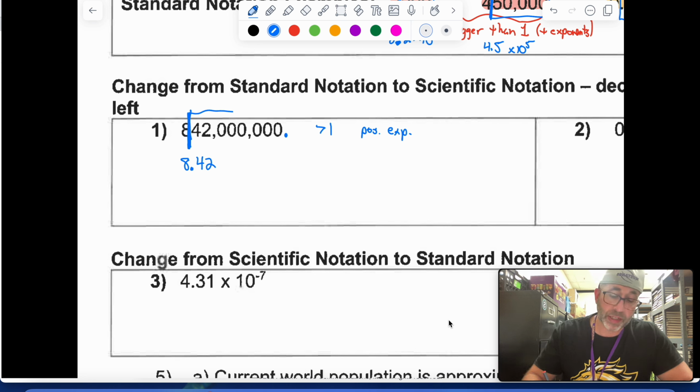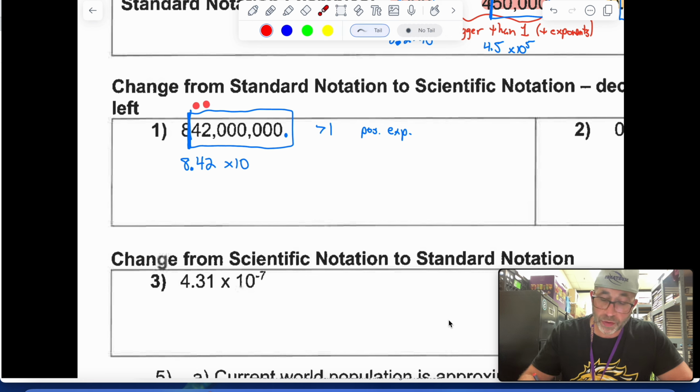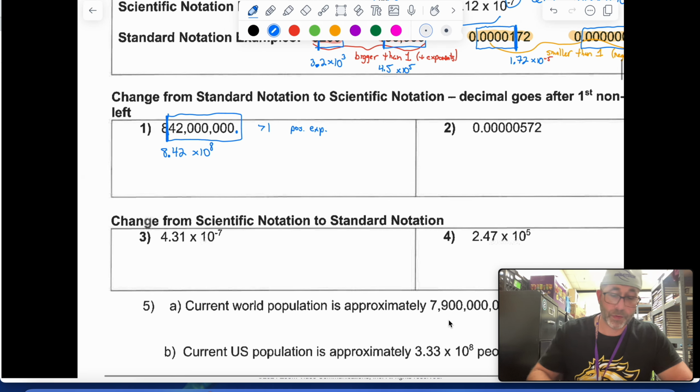And now let's go ahead and box out how many spots there are between where I put it and where the decimal actually is. And when we count, there's going to be 1, 2, 3, 4, 5, 6, 7, 8. Okay, so there's 8 to the right of it. Okay, let's do this again.